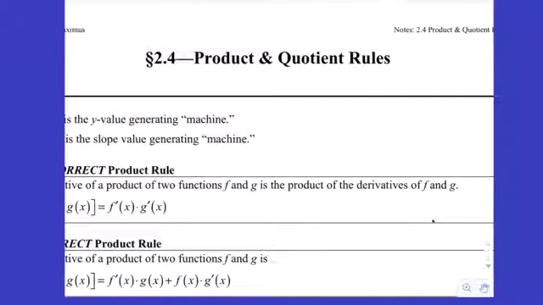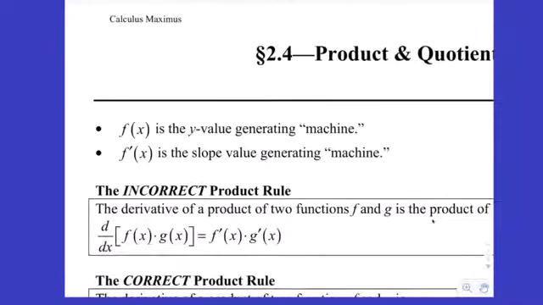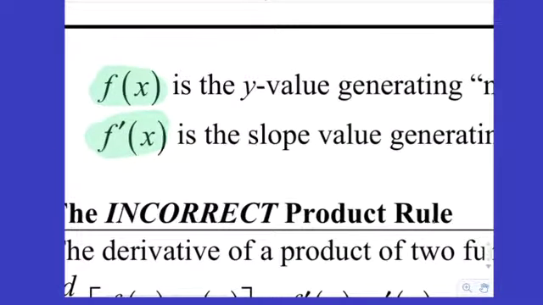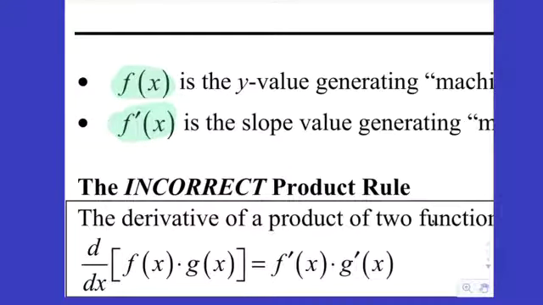So today we're learning the product rule and the quotient rule. Before we start, though, just some reminders. We have two functions now. For any given value of x, f of x is the y value machine, and f prime is the slope value machine. So if you think of a function like a machine, you can generate y values and slope values using f and f prime respectively.